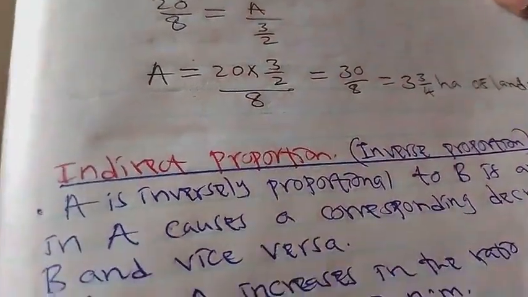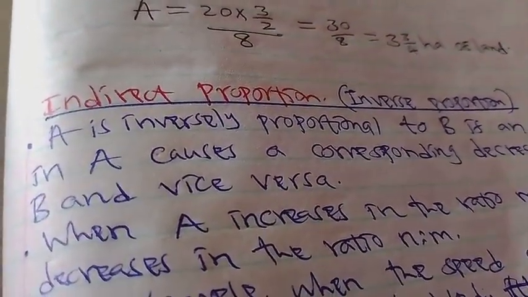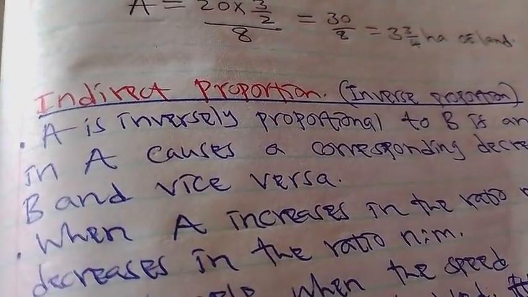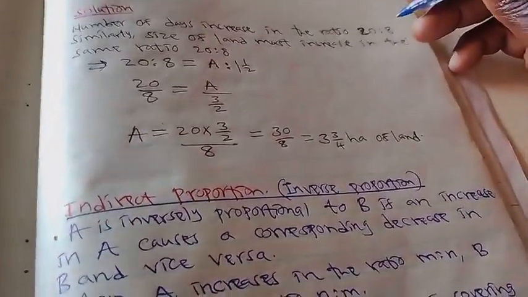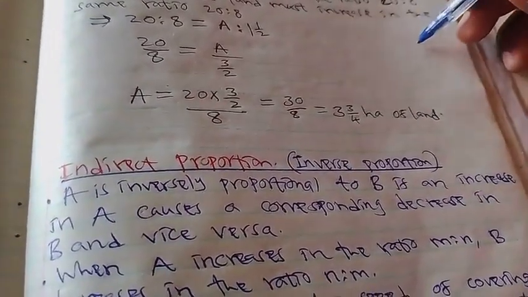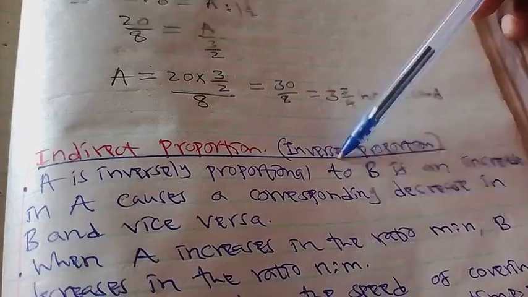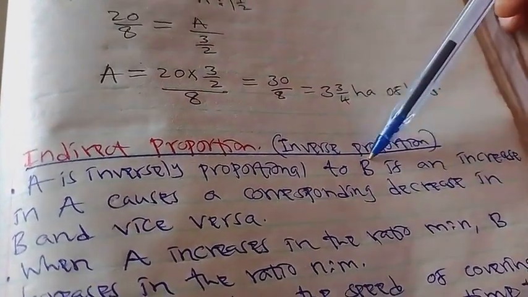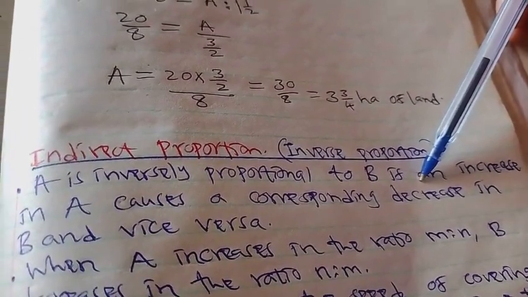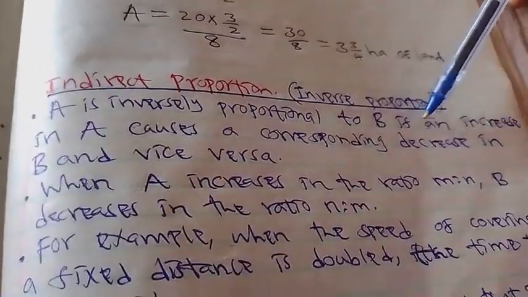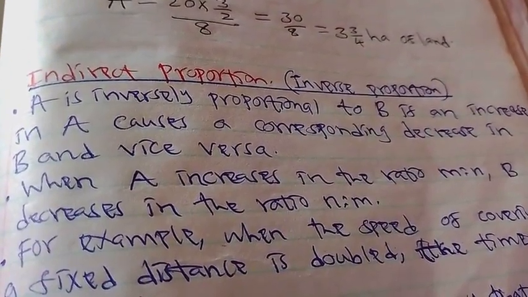Indirect proportion, also known as inverse proportion. A is inversely proportional to B if an increase in A causes a corresponding decrease in B, and vice versa. Vice versa means that if A decreases, it causes a corresponding increase in B. When A increases in the ratio M to N, B decreases in the ratio N to M.